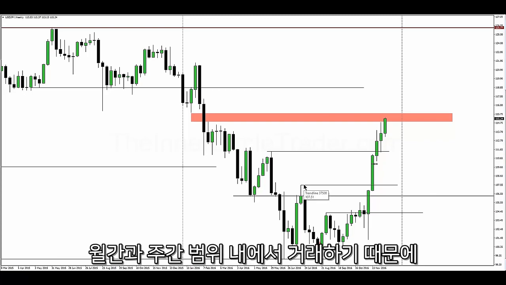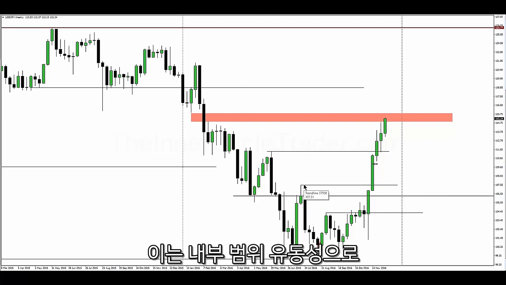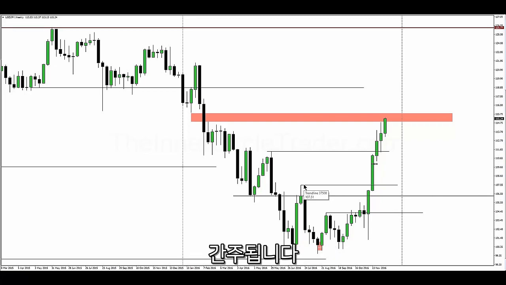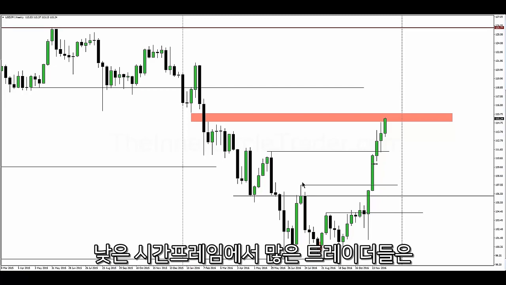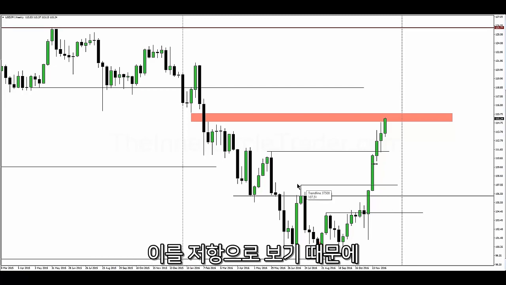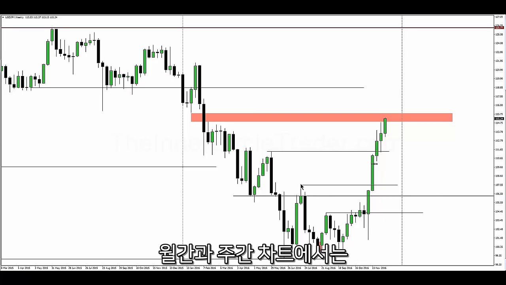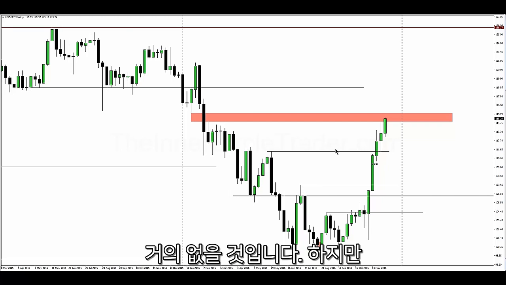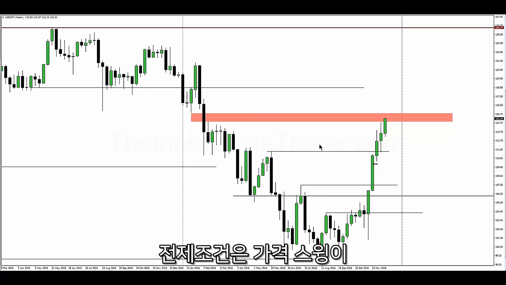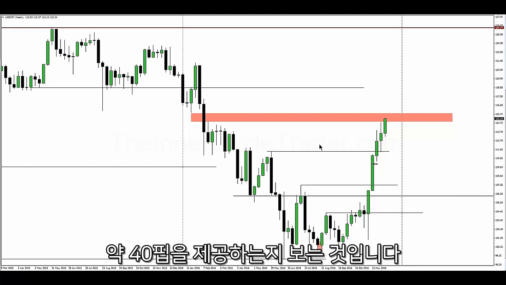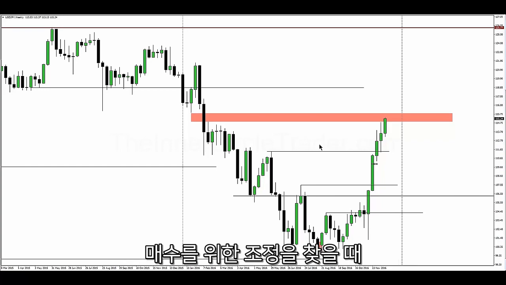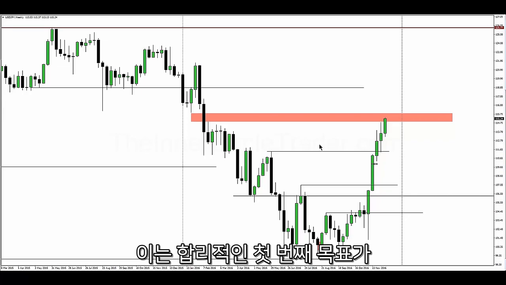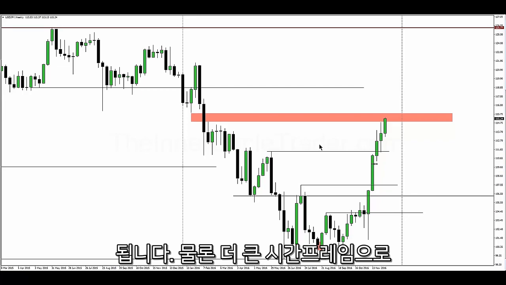Because I'm trading inside of the monthly and weekly range, that would be viewed as internal range liquidity, which has very little resistance. On the trade on a lower time frame, many folks would see that as resistance, so that it's going to hold back price. But on the monthly and the weekly chart, it's indicating it wants to go higher. So it's going to have very little difficulty getting through it. But the precursor is you want to look at price swings that offer about 40 pips. If you can see anything at 40 pips or higher and look for a retracement to go long on that, that gives you a reasonable first profit objective.